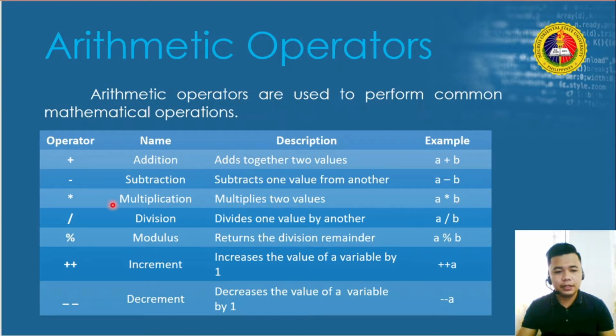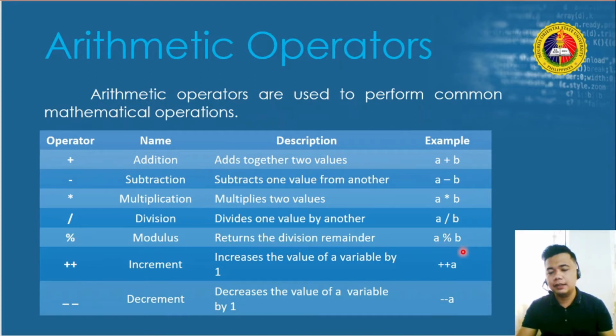But instead of using the x, which of course is a character, in C++ programming we'll be using the asterisk. And then we have divide, which is division. It divides one value by another. So we'll be using this / symbol. And then we have the percent sign, which is modulus. It returns the division remainder. An example is a modulus b.